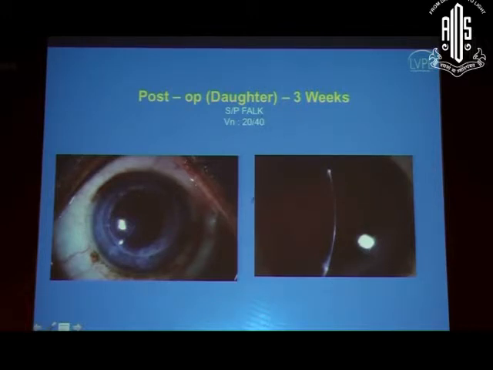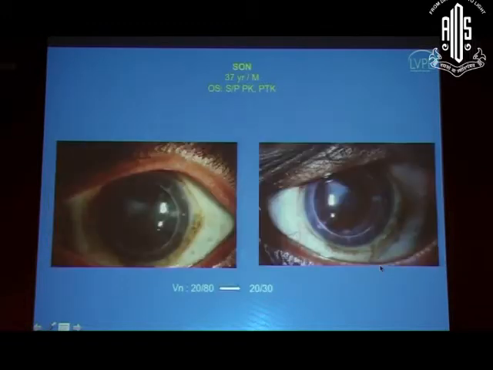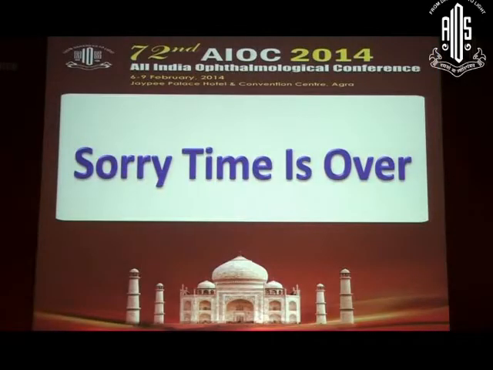Her visual acuity improved to 20/40 within a week's time, and she's maintained the visual acuity at the end of 1 year of follow-up. So this is 11 months follow-up, showing 20/50 unaided. With best correction she has excellent visual acuity. The son is 37 years old. He's undergone PK in both eyes and PTK in one eye. So we did FALC for the worse of the 2 eyes, and the patient has good visual acuity.